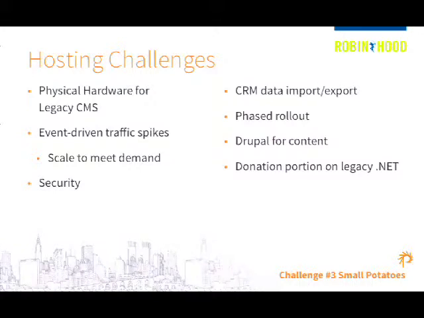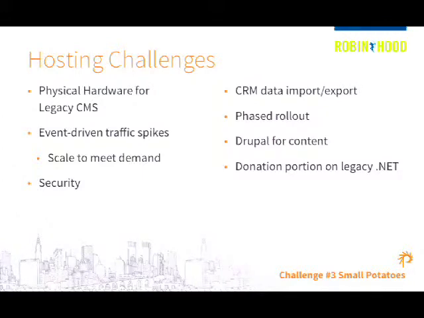Or for some of our other clients, we literally have 50,000 pages of content, and we want to launch our new redesigned stuff, but then keep the other things around. So they had this physical hardware for the legacy CMS that was going to have to stick around. As we said before, there were event-driven traffic spikes, big ones like Sandy Relief, and even smaller ones just around the announcement of the concert. So we had to be able to scale to meet demand without really breaking the bank. We didn't want to have a ton of servers sitting around not used, but we wanted to make sure that we'd be able to stay up.